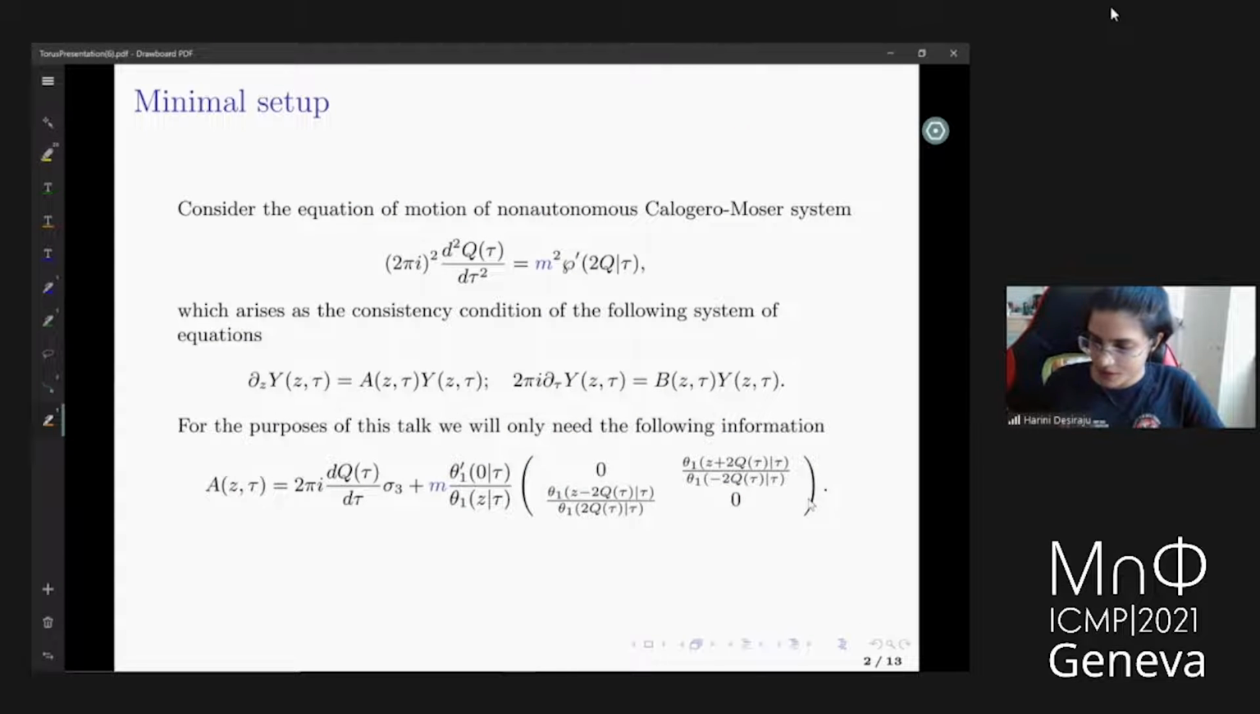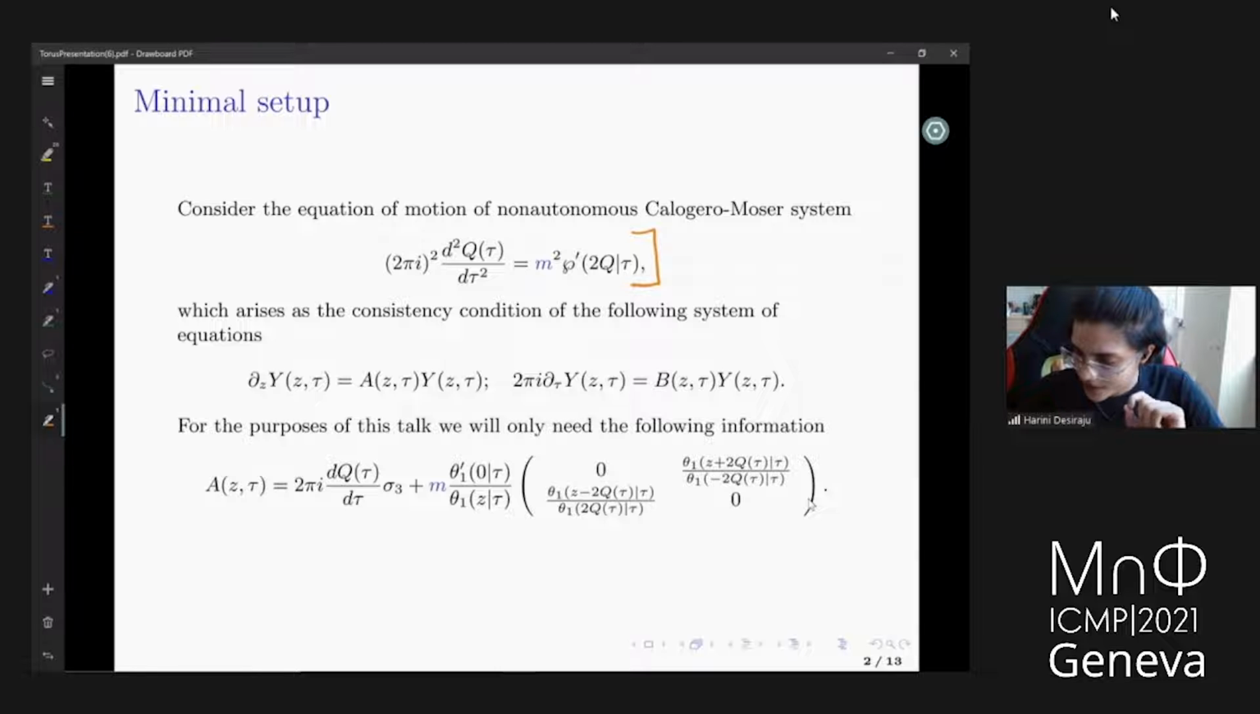I'll start with the equation of motion of a non-autonomous Calogero-Moser system, which means that you have two particles in an elliptic potential, and the equation of motion is written in a center of mass reference frame. And this equation can also be seen as elliptic Painlevé VI with a very specific choice of parameters.